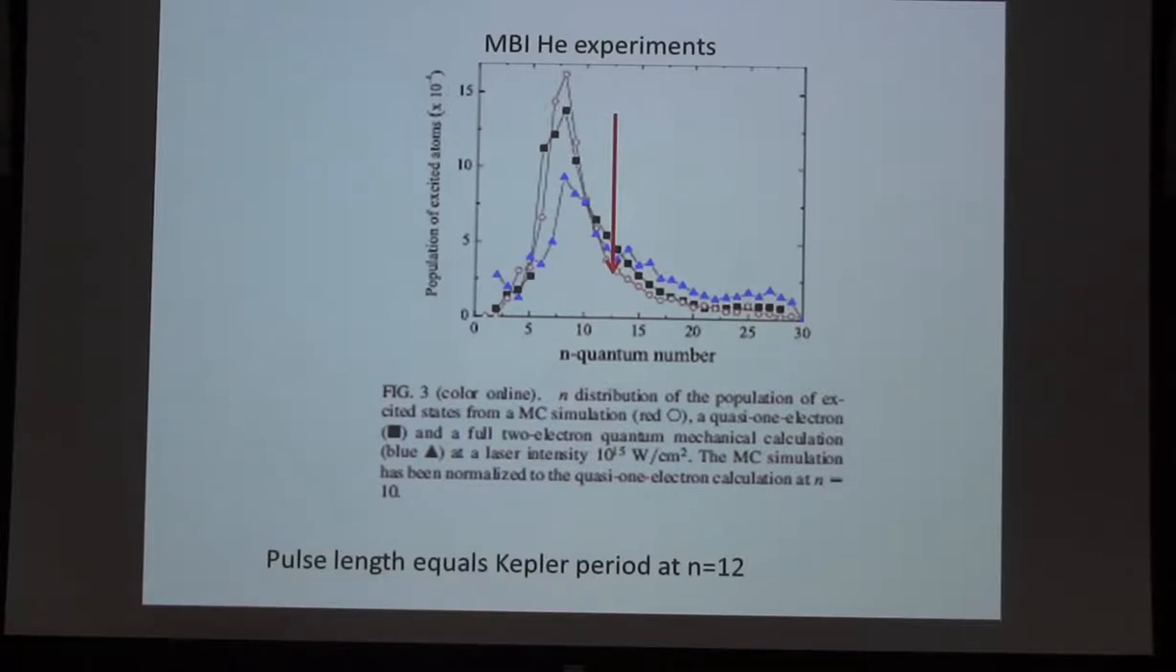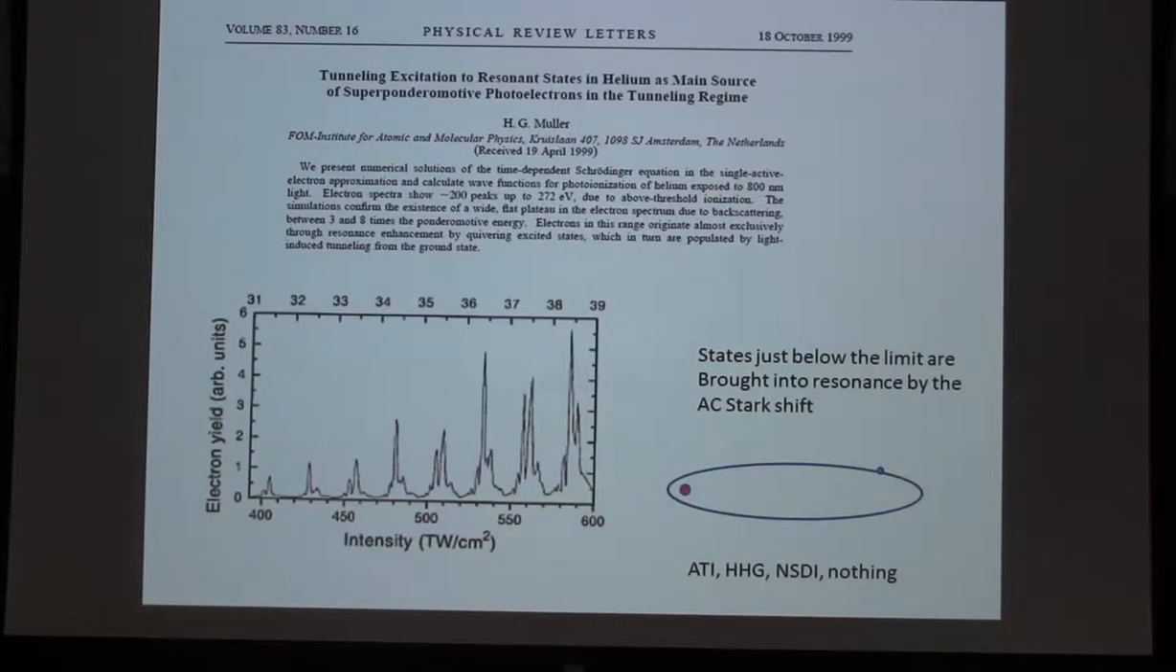And the same is true of the Max Born helium experiments. This is what they calculate to be their final state distribution. This isn't measured, these are calculated, but in any case, most of the population that they claim to be in states which have Kepler periods shorter than the laser pulse. So all of these states are states in which the electron revisits the core during the laser pulse.